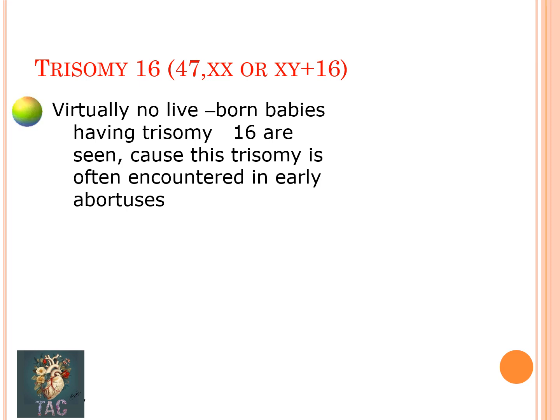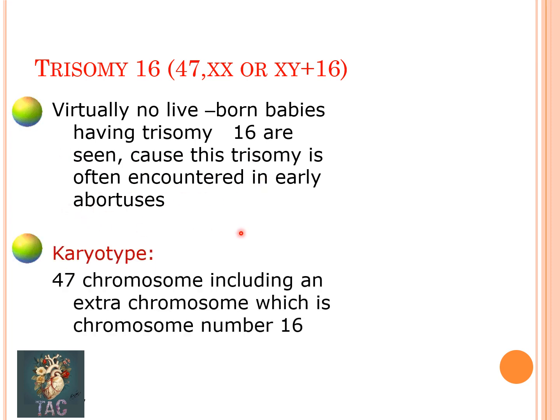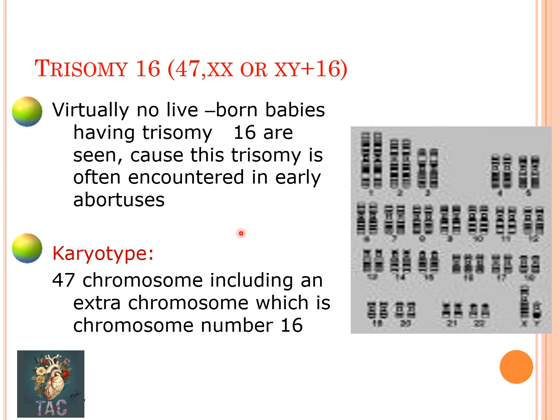Virtually no live born babies having trisomy 16 are seen, because this trisomy is often encountered in early abortuses. Its karyotype is 47 chromosomes with an extra copy of chromosome number 16, and in this you can see chromosome number 16 having a third extra copy.